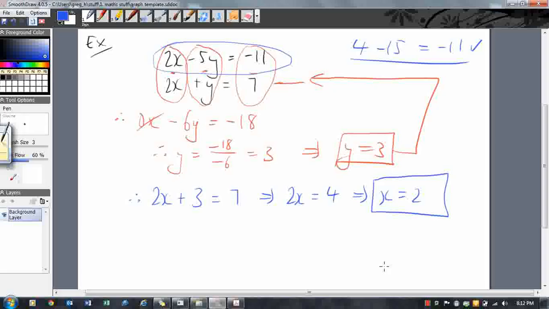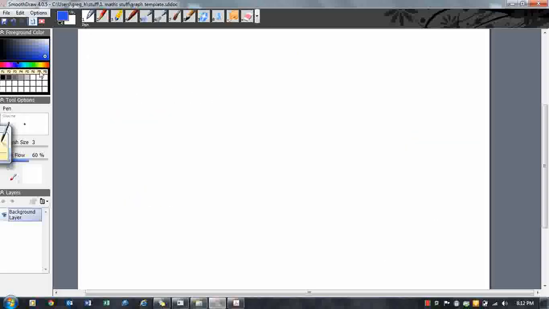Okay. Let's do one more example because I know what you're asking. You're saying, what if the numbers in front of the x and the y are not the same? Good question. Okay, so let's do the last one. Let's do negative 2x plus 3y is equal to 3, and 5x minus 6y is equal to negative 3. Okay, let's roll this one.